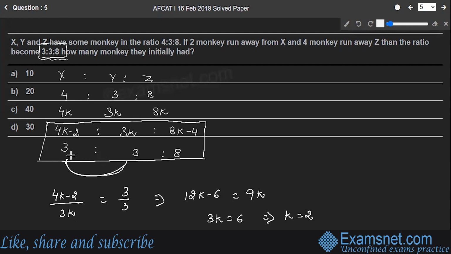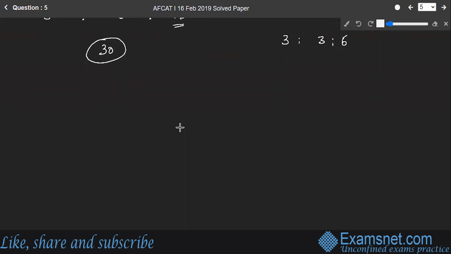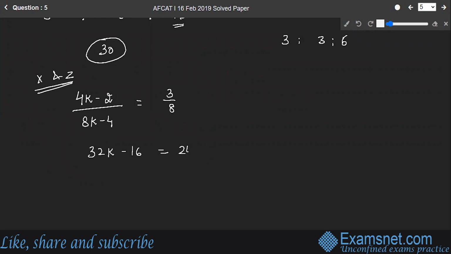Let's consider this pair, X and Z now. So when I'm considering the X and Z pair, (4K minus 2) upon (8K minus 4) is equal to 3 upon 8. Let's do the cross multiplication. 32K minus 16 is equal to 24K minus 12, which gives you 8K is equal to 4, or K is equal to 1 by 2.